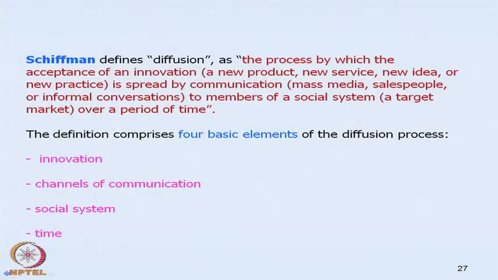So there are 4 basic elements of the diffusion process: the innovation itself, the channels of communication through which people will come to know about the innovative product, the social system into which it has to spread, the consumer segments, and the time. There will always be a specified time limit within which this has to happen. So let us discuss each of these 4 elements subsequently.